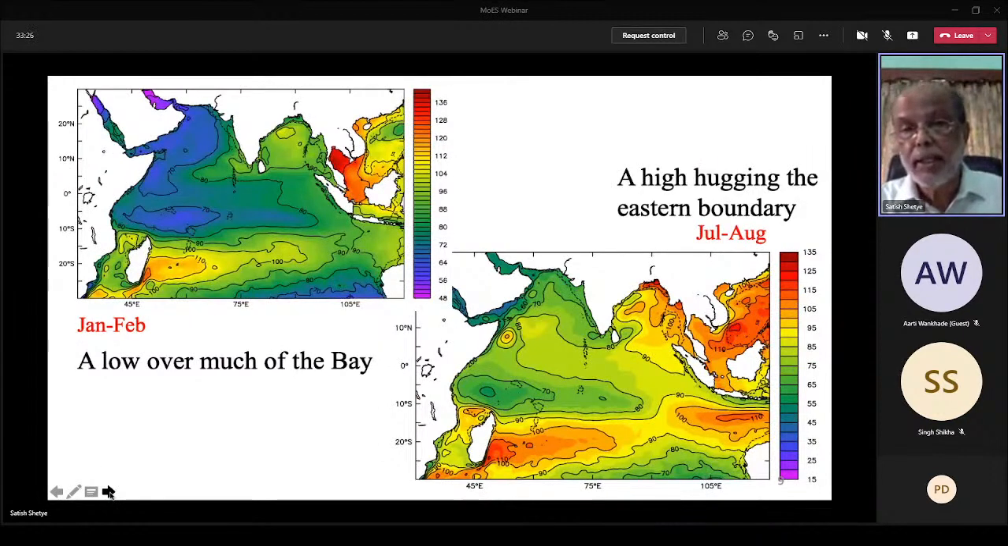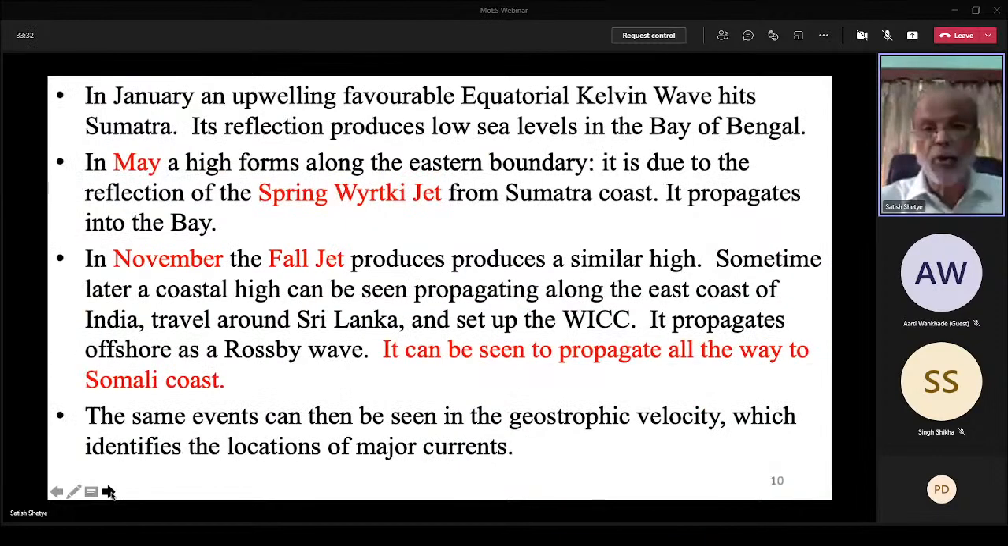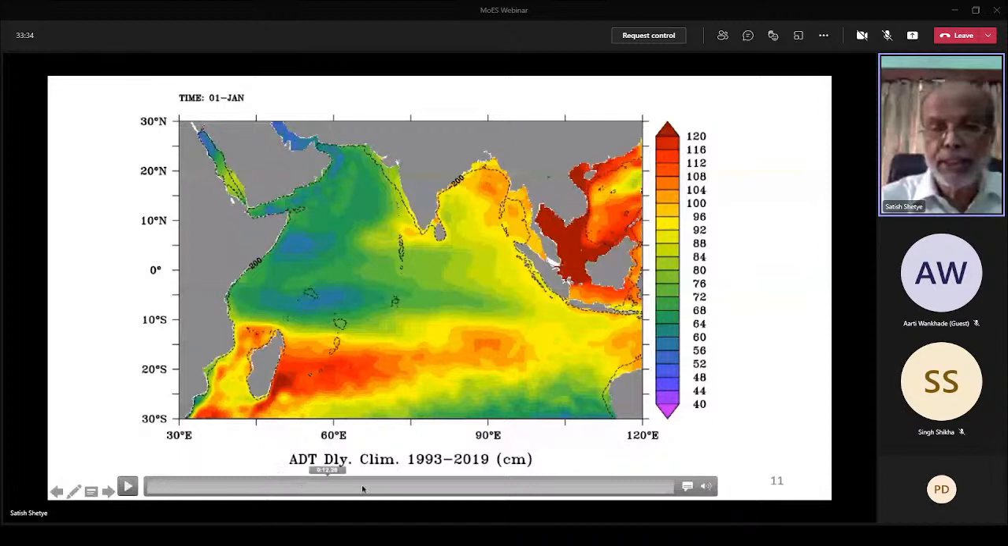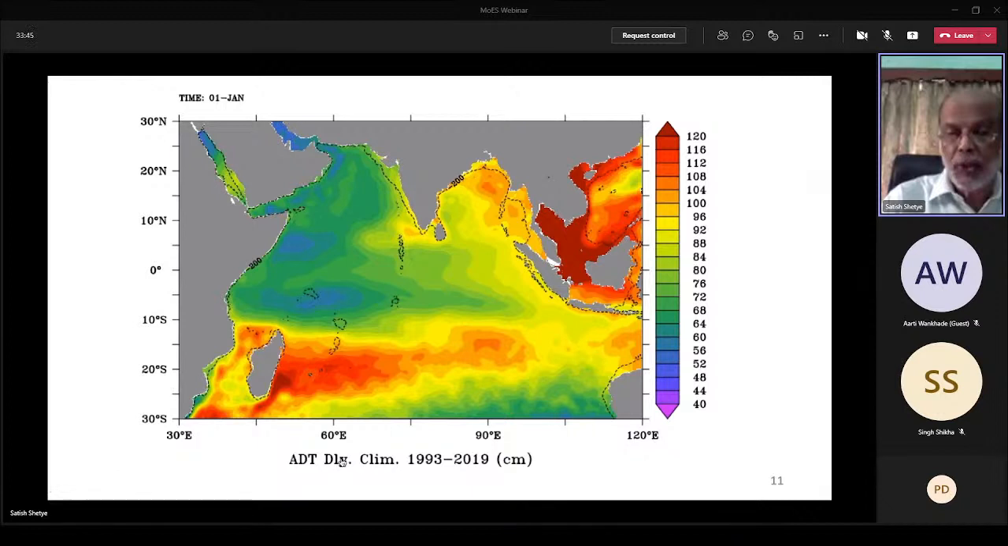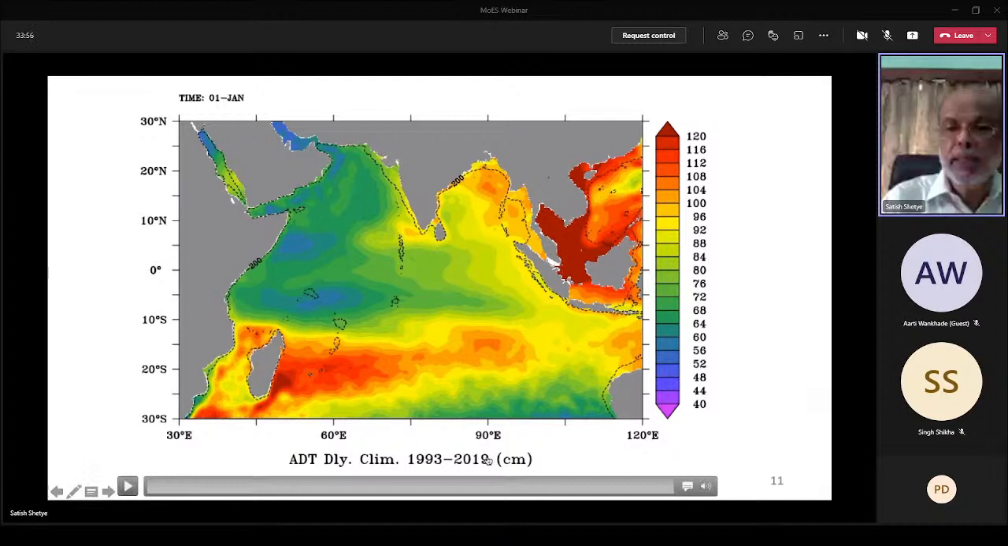This is hydrographic data based on absolute dynamic topography, ADT, distributed by Aviso or the Copernicus service. They give daily values of absolute dynamic topography and geostrophic velocity, every day. And the data are available up to date.